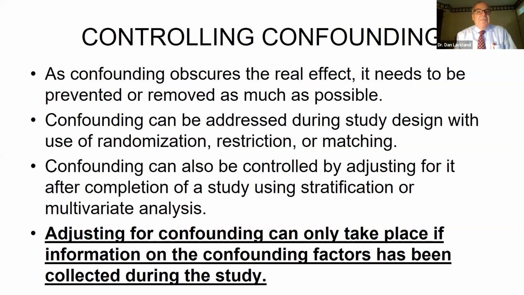So I have a confounder. What do I do? That's the big piece. Confounding obscures the real effect, and it needs to be prevented or removed as much as possible. You do this typically in the design, but you can also do this in the analyses of your results. It can be addressed during the study design by the use of something like randomization, restriction, or matching, if you're doing that type of study.